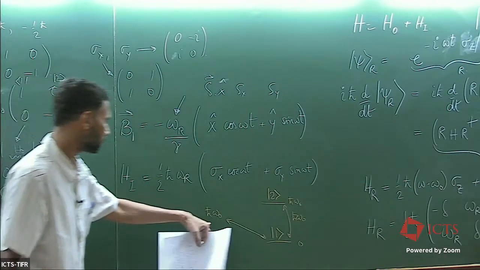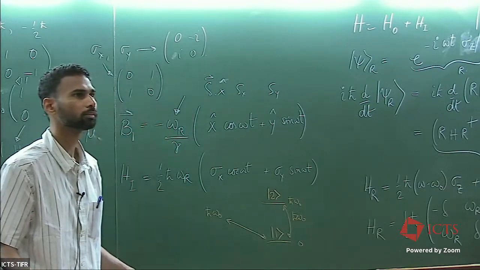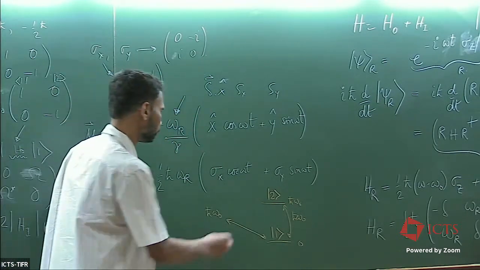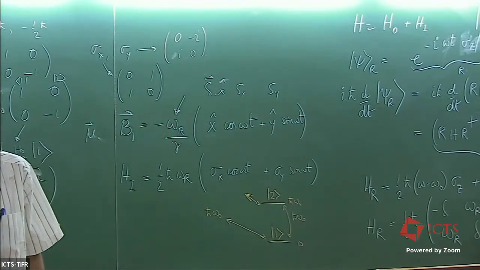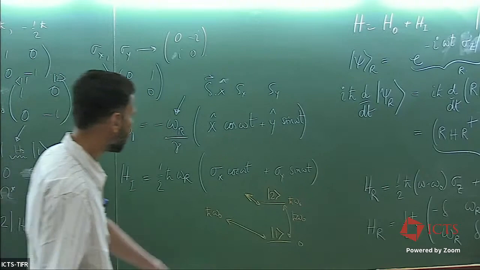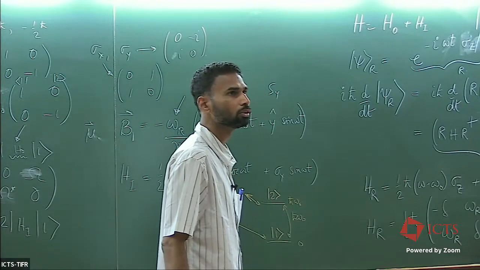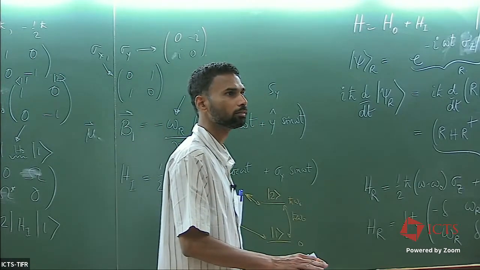So your total energy is h bar omega zero plus zero, so it's h bar omega zero. Now if you go to state two, you do not have a photon anymore, you only have state two, and your energy of state two is h bar omega zero. So the total energy of the system is the same.